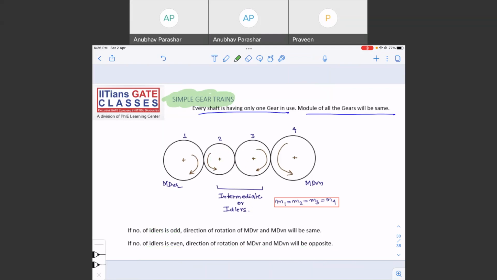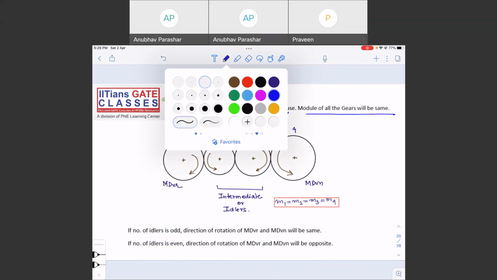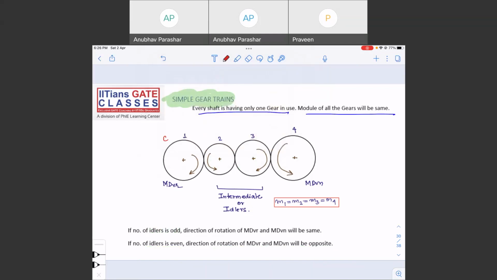Let me check here. Suppose this is clockwise. So two gears in contact: if the one is clockwise, the next one will be anti-clockwise. If it is rotating this way, this will rotate this way, right? So the first one is clockwise, then the second one will be anti-clockwise. If this is anti-clockwise, the next one will be clockwise. If this is clockwise, the next one will be anti-clockwise.